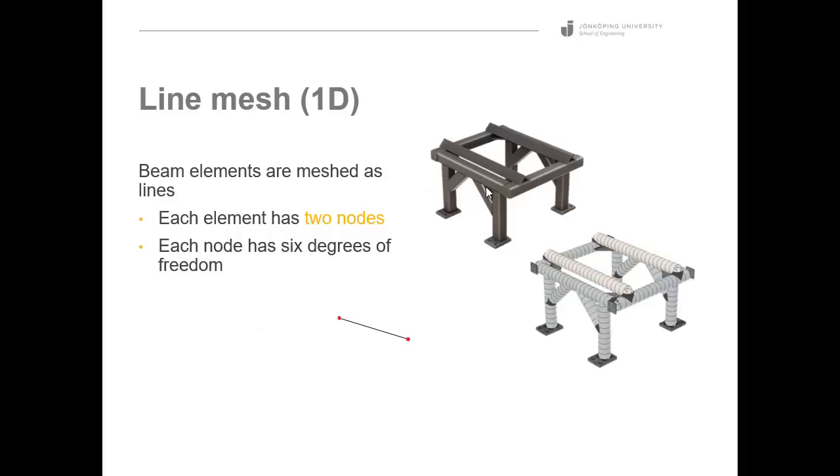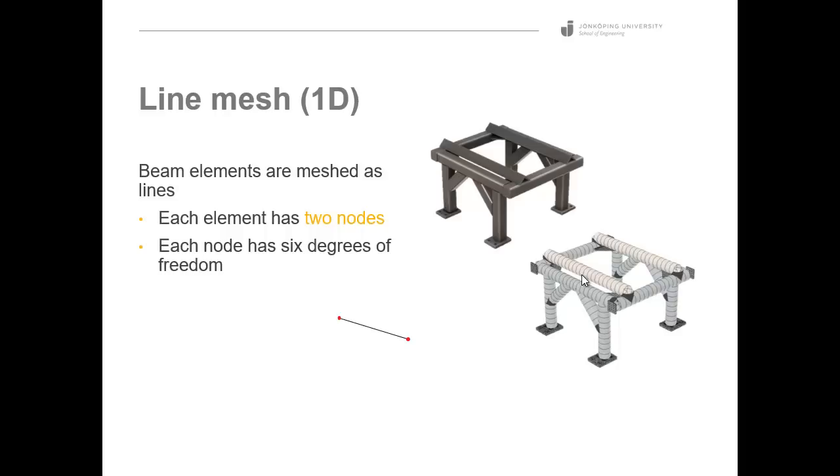So here is the conveyor frame we have, and this is how the mesh is represented in SolidWorks. In reality, it's just lines, but they're hard to see on the screen. So SolidWorks visualizes these as cylinder shapes, so that it's easier to see them. But in reality, it's just lines. They have 2 nodes, each element, and each node has 6 degrees of freedom.